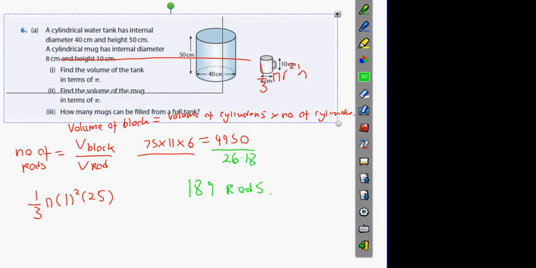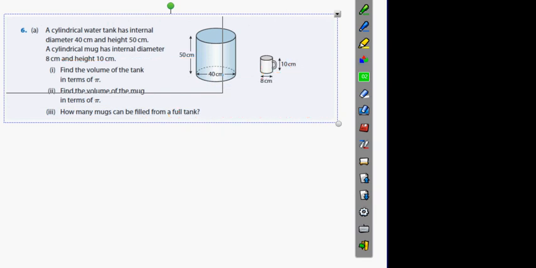Question 6. In question 6, a cylindrical water tank has an internal diameter 20 and height of 50. Internal diameter means radius equals 20, and then the height is 50. Find the volume of the tank in terms of pi. The tank is in a cylindrical shape, which is pi r squared h. Pi multiplied by 20 squared multiplied by 50.